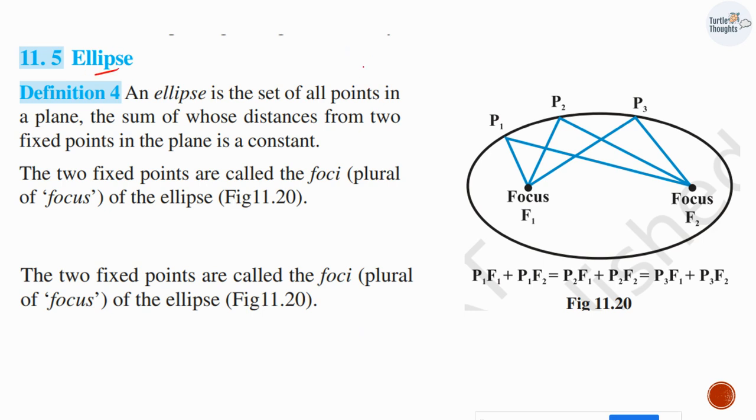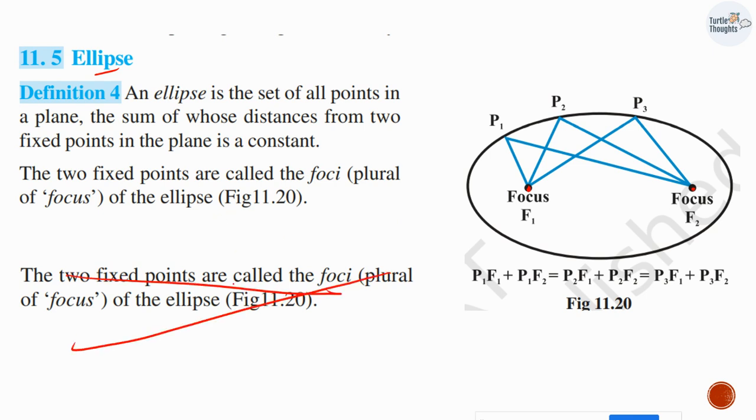Ellipse is a set of all the points in a plane whose sum of distances from two fixed points in the plane is a constant. This is going to be the definition of ellipse. The two fixed points are called foci, which is the plural for focus of the ellipse. The same thing has been given over here.